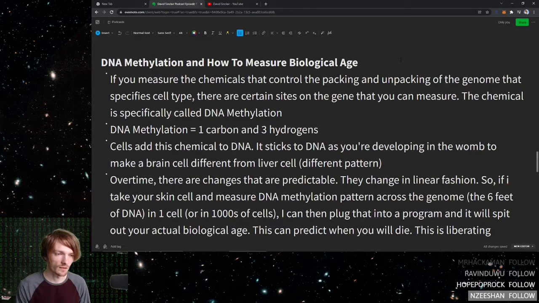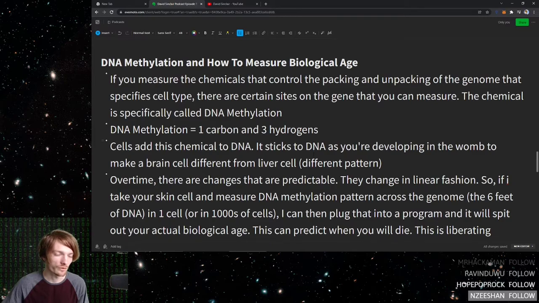And I remember Sinclair, he said it was super simple. DNA methylation is simply 1 carbon and 3 hydrogens. That's pretty cool. Cells add this chemical to DNA. It sticks to DNA as you're developing in the womb to make a brain cell different from a liver cell. So they have totally different patterns. The chemical on the DNA has totally different patterns. It was added while you're in the womb.